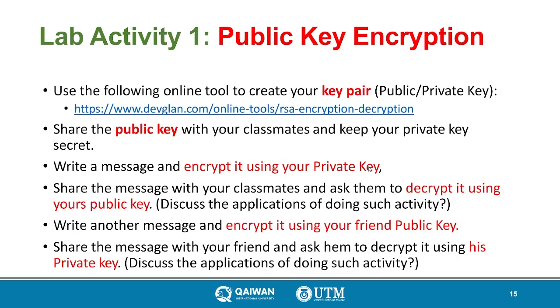As we explained it, we know that we can do that, and it is for making sure that, for example, Bob is the person that sent this message, not anyone else. Now write another message and encrypt it using your friend's public key. Now share the message with your friend and ask them to decrypt it using his private key, and discuss the application of doing such an activity.